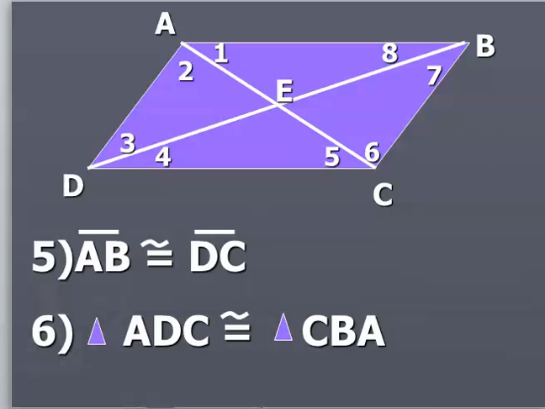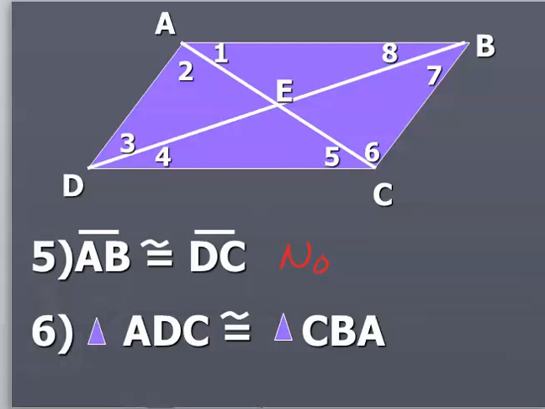Number 5, segment AB, which is our top segment, is congruent to DC, the bottom. Now, if I knew that the other opposite sides were congruent, then it would be a parallelogram. Or if I also knew that AB and DC were parallel, then it'd be a parallelogram. However, just having one pair of opposite sides is not enough information, so I have to say no. This one is not a parallelogram.